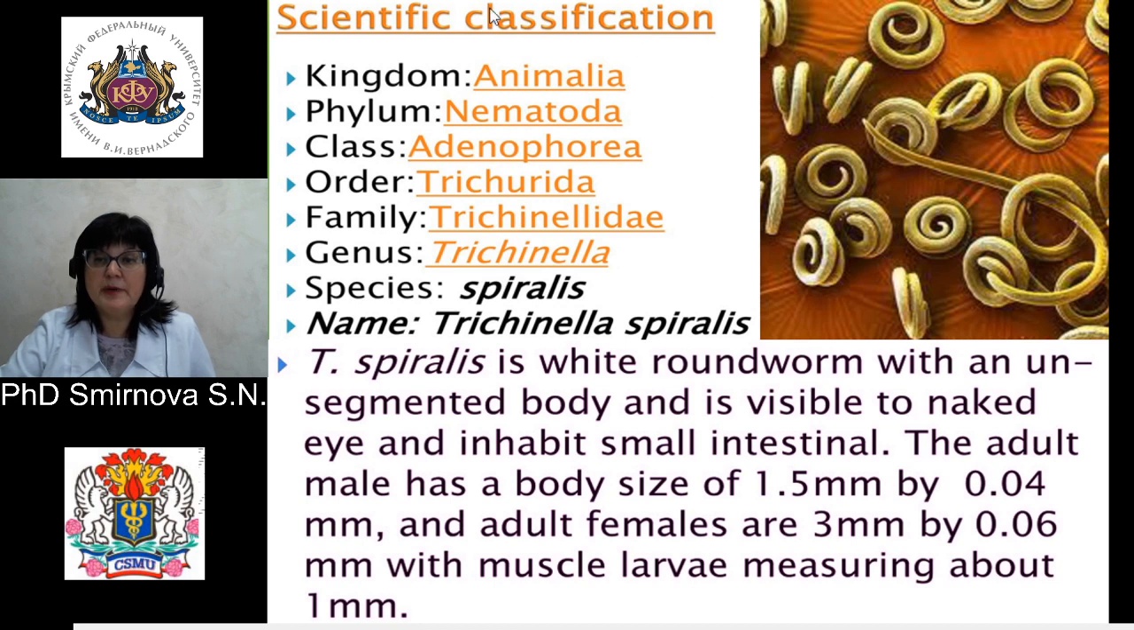Every time you need to remember the classification. For Trichinella spiralis: kingdom Animalia, subkingdom Metazoa, phylum Nematodes, then genus Trichinella, species spiralis. The full name is Trichinella spiralis. This is a roundworm. Male size is 1.5 millimeters. Female size is up to 3 millimeters.